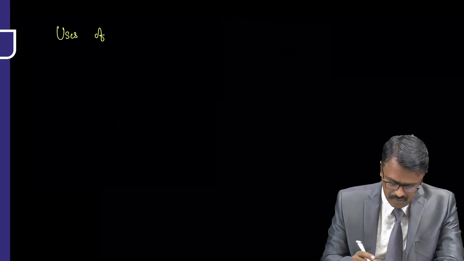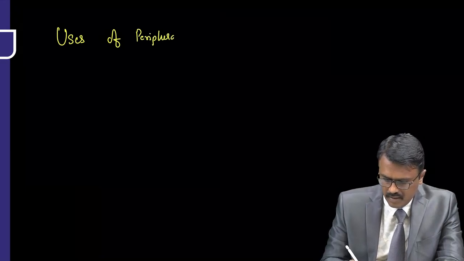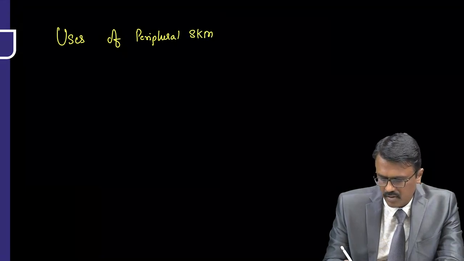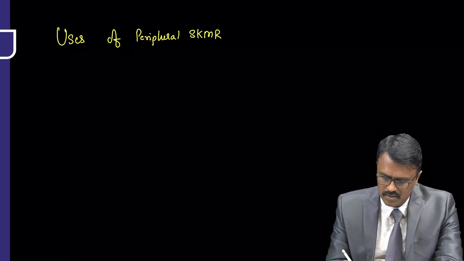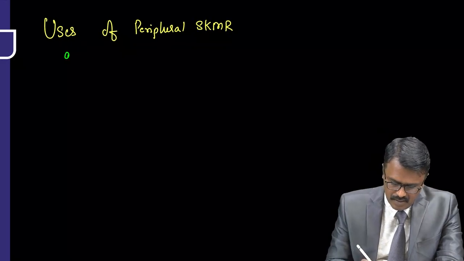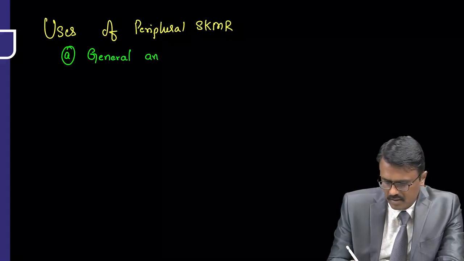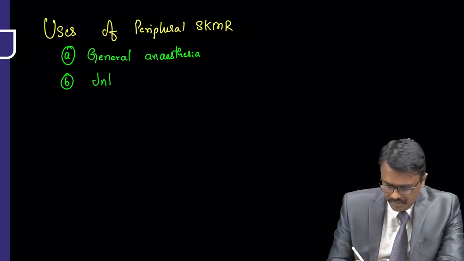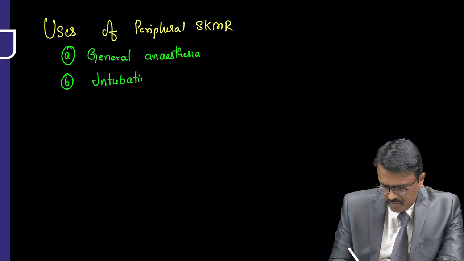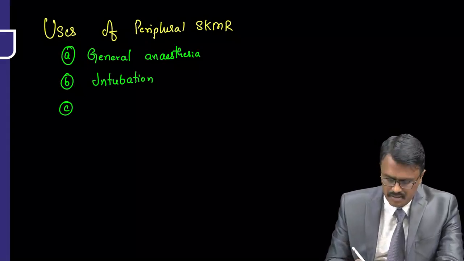Uses of the peripheral skeletal muscle relaxant. Particularly, I am talking about the depolarizing and non-depolarizing skeletal muscle relaxant. So where to use it? Obviously, their use is in general anesthesia. Number 2, during intubation. Number 3, they are used in assisted ventilation.